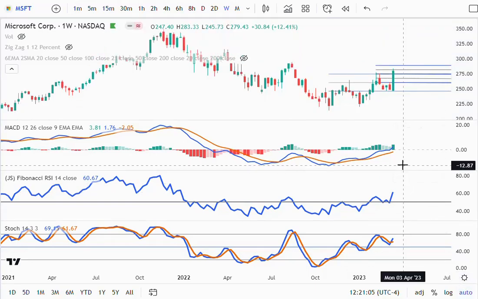So this would be one of my favorites among the technology stocks. This and Apple, those would be the two I think have the strongest weekly and monthly charts. So I'm watching Microsoft. Let's look at Google next.